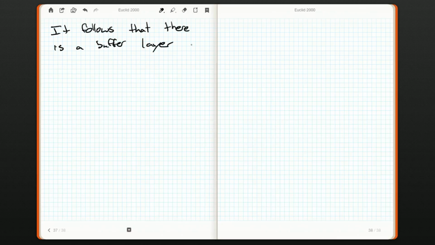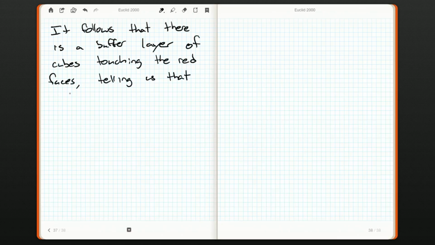There's sort of a buffer layer, and it is the 5 by 5 by 5 plus an additional 1 sort of buffer layer of cubes that happen to have part of their faces red. So n is equal to 6.